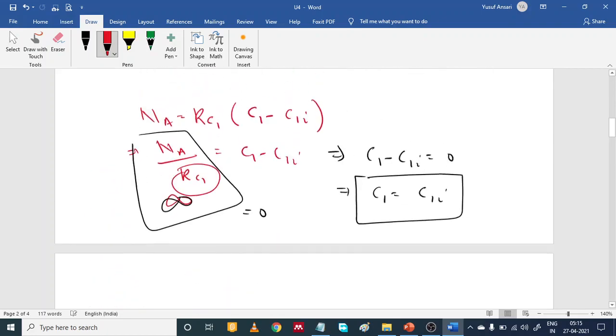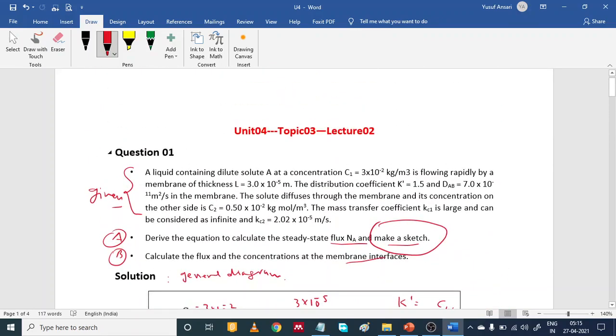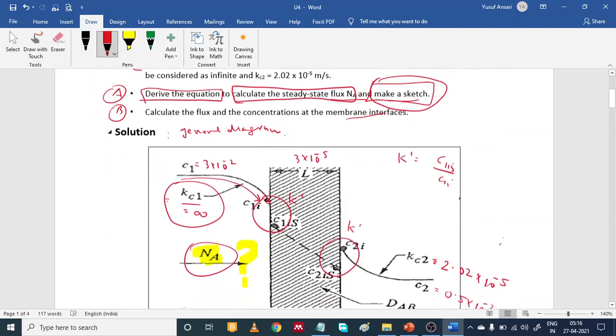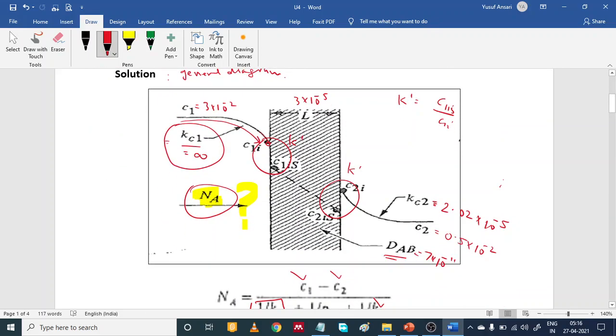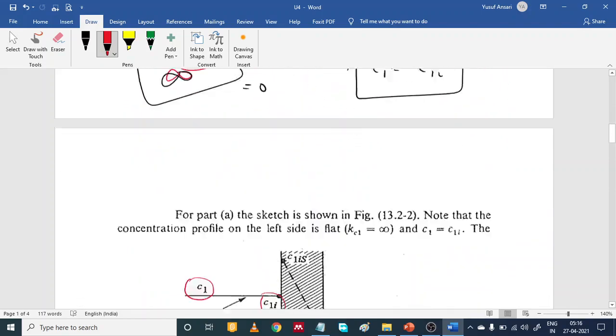So the first part, part A, was to derive the equation. We have derived the equation. Calculate the steady state flux. We have calculated this value also. And we made the sketch. So all three sections have been done. Now come to the next part B: calculate the flux and the concentration at the membrane interface. It means that we have to calculate this value and this value at the membrane interface, so we go for the calculations.